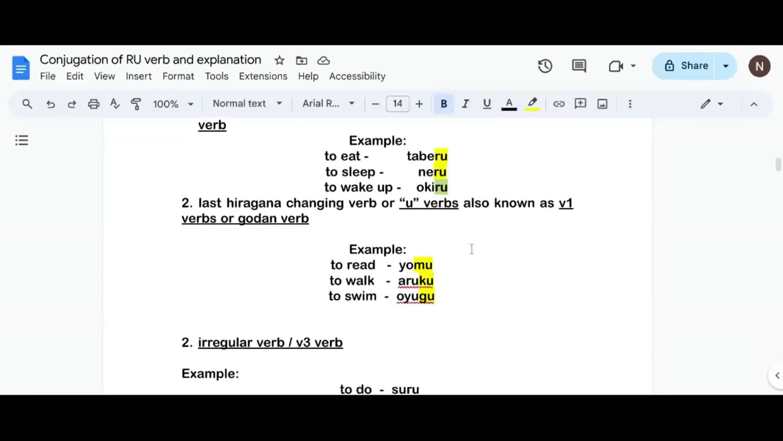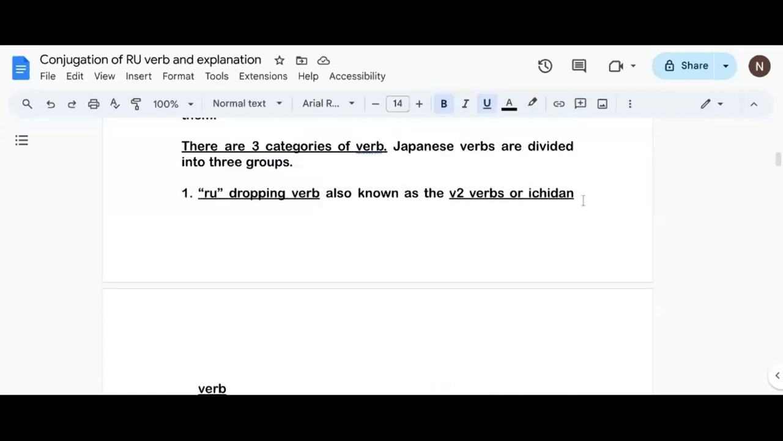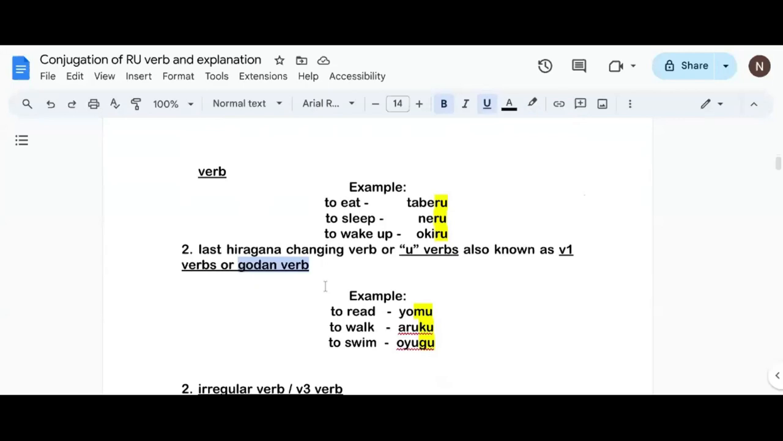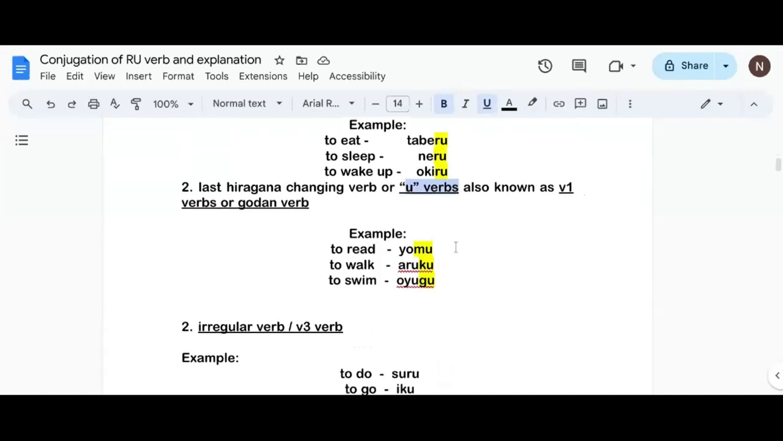Next, the other category of Japanese verb is what we call the last hiragana changing verb, or your U verbs, also known as your godan verb. The first is the ichidan verb or the ru dropping verb. The next is your U verbs, also known as your godan verb. Now, why do we call this a U verb? Because they end in u in the hiragana dictionary form.